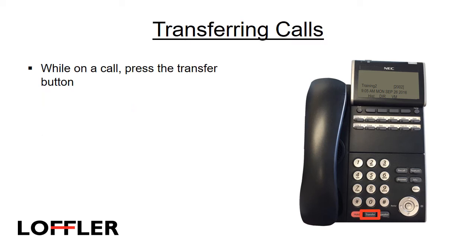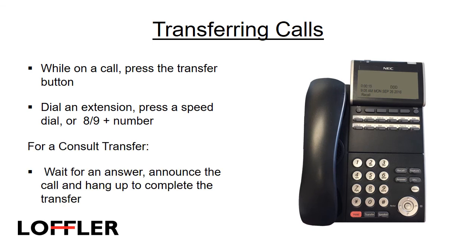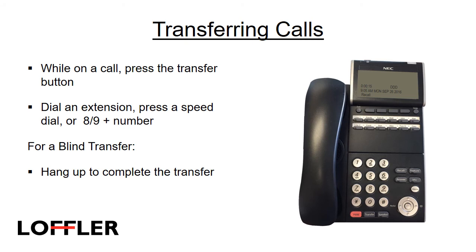To transfer a call from your extension to another number, press the Transfer button. Dial an extension, press a speed dial, or dial the trunk access code 8 or 9, and then the number. For a consult transfer, wait for an answer, announce the call, and hang up to complete the transfer. For a blind transfer, just hang up to complete the transfer. To transfer to someone else's voicemail, dial the extension followed by 8.